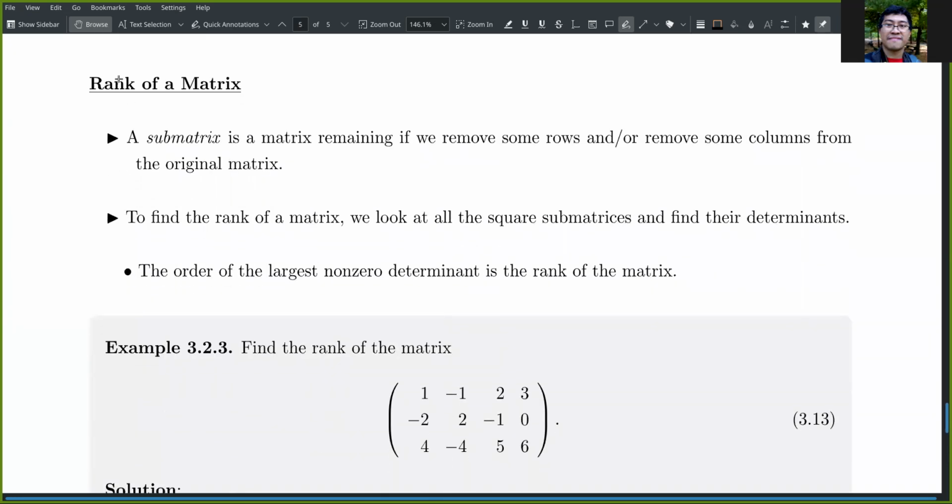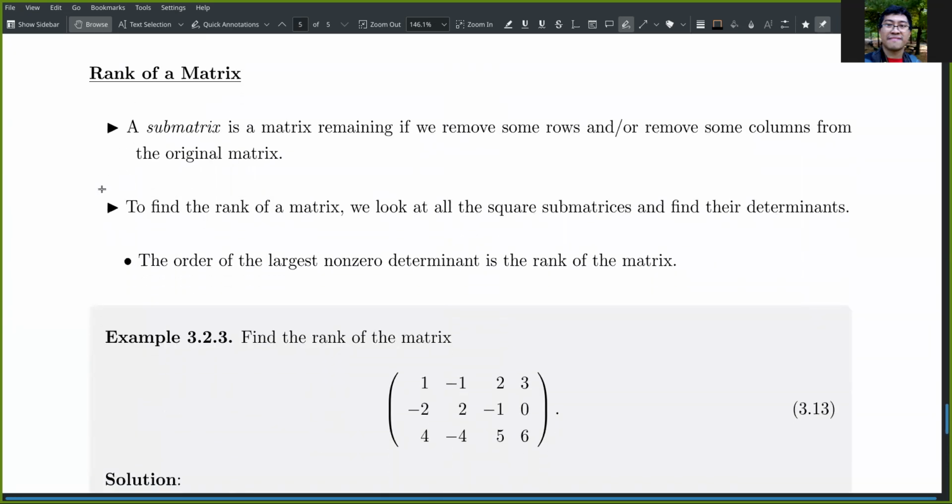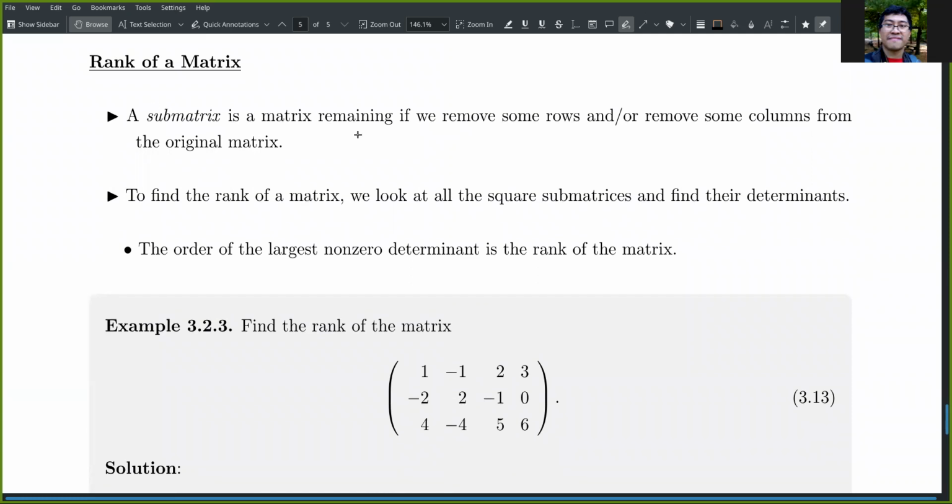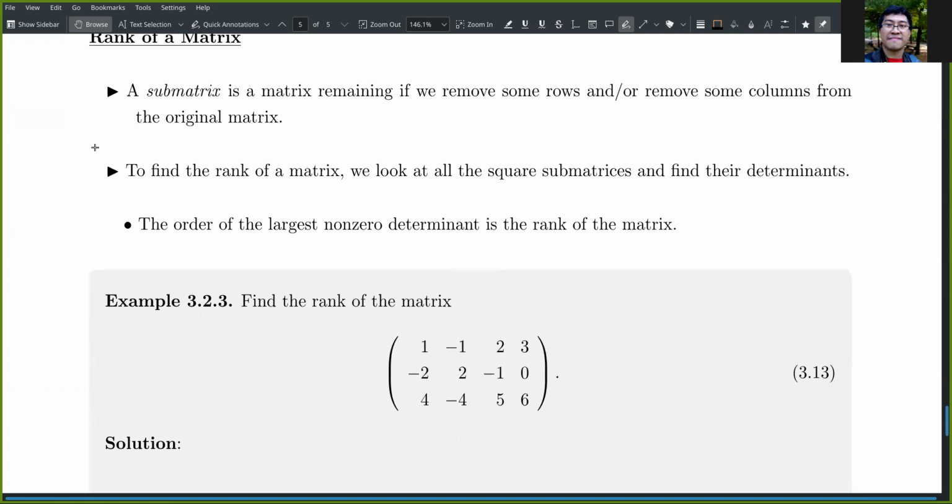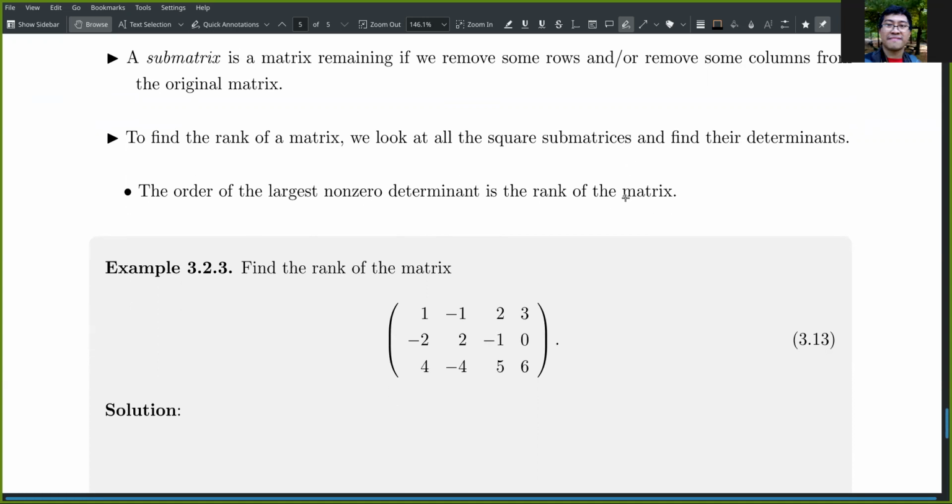Now another way of finding the rank of a matrix is by using determinants. A submatrix is a matrix remaining if we remove some rows or some columns from the original matrix. To find the rank of a matrix, we look at all the square submatrices and find their determinants. The order of the largest non-zero determinant is the rank of the matrix.